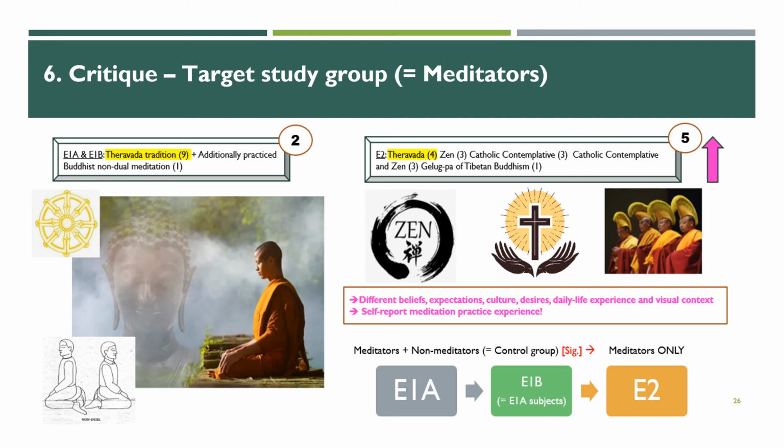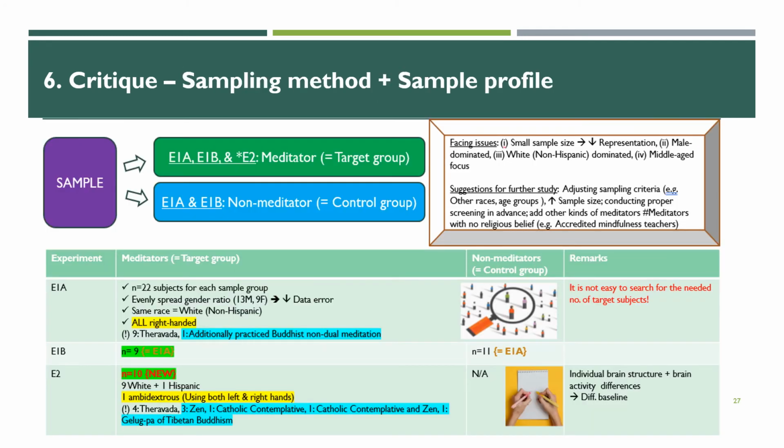For experiment 1A, sample size and sampling criteria are totally the same for both groups. For experiments 1B and 2, the sample size of the target study group was relatively small, with fewer than 20 subjects in total. And in experiment 2, one subject was ambidextrous, which forms a different measurement baseline due to variation of brain structure and brain activities.